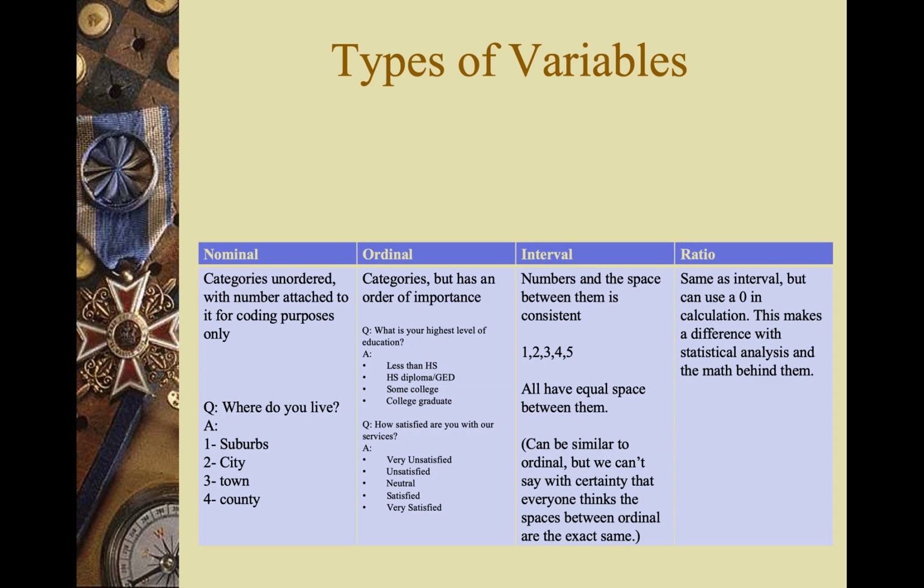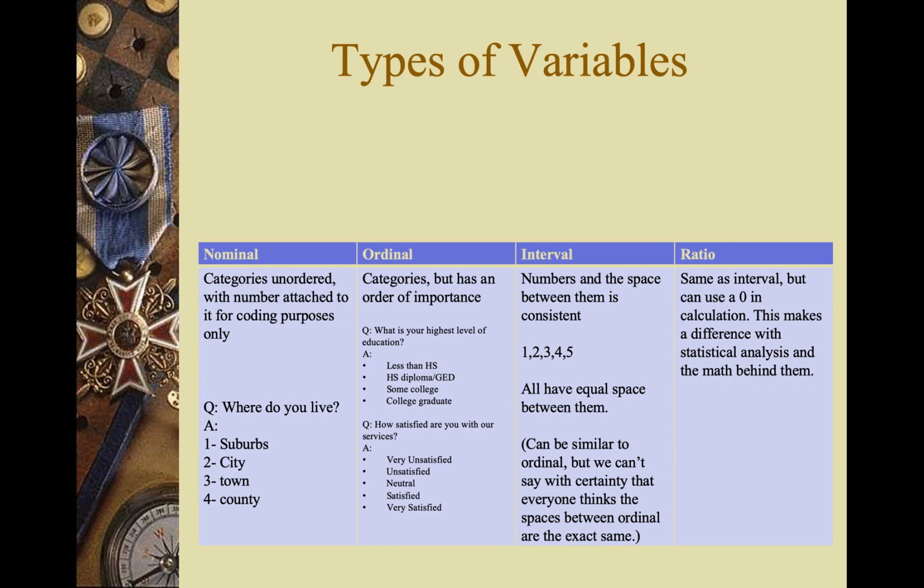But there's 4 different categories of variables, or 4 different types of variables. There's nominal, ordinal, interval, and ratio. And we're going to spend the next few slides going over all of these. This is a table that describes the differences between them, and they give some examples. So let's go through this.